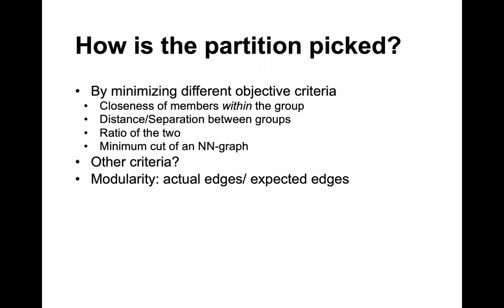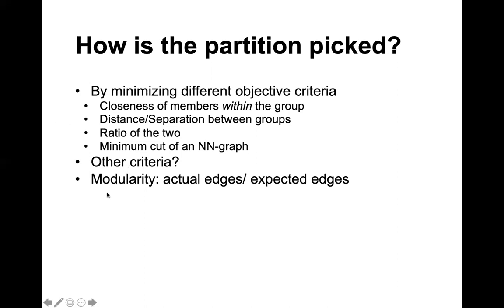You might, on the other hand, want separation. You might say, I want clusters to be far from each other. I want to maximize the distance between all clusters in the data set. You could think of a ratio between the two of them. We've talked a lot about graph-based methods over the past couple of weeks. One of the things you might want to think about is, are there minimum sets of cuts that we could make across a graph, a nearest neighbor graph?